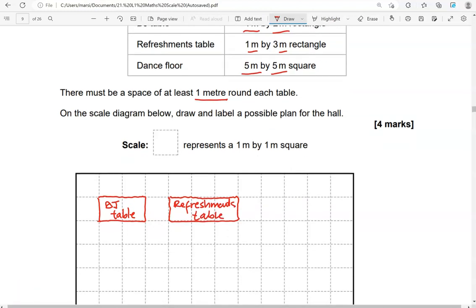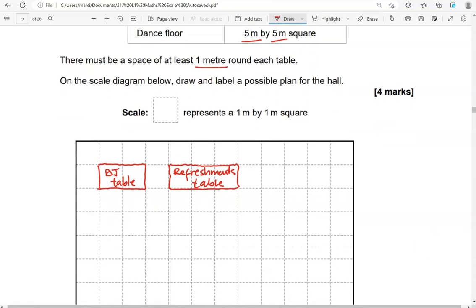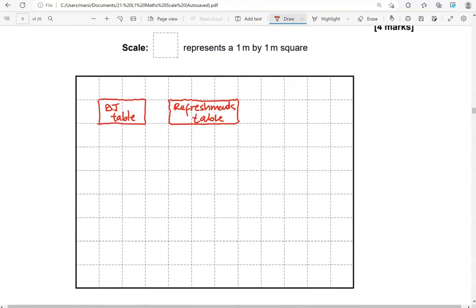And then the dance floor, 5 meters by 5 meters. So we could do it here. 1, 2, 3, 4, 5. 1, 2, 3, 4, 5.